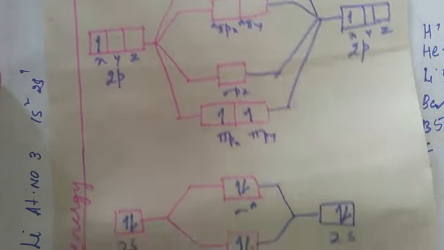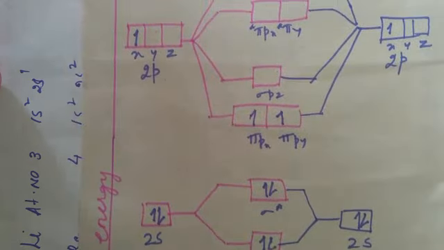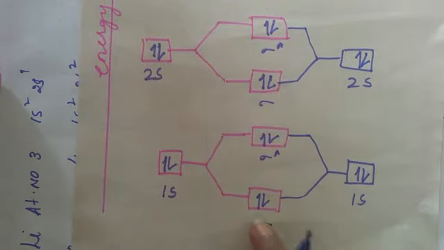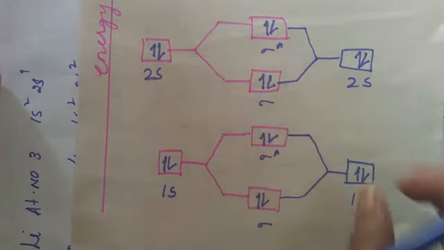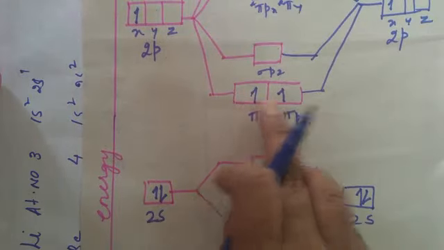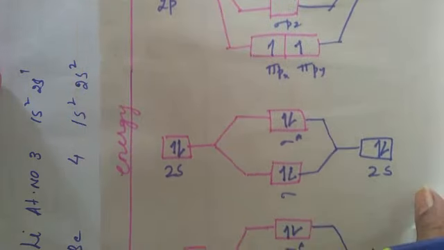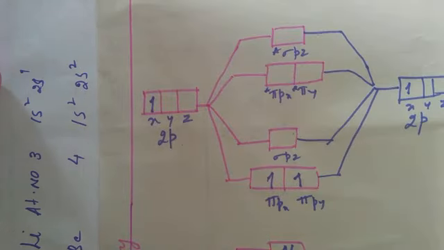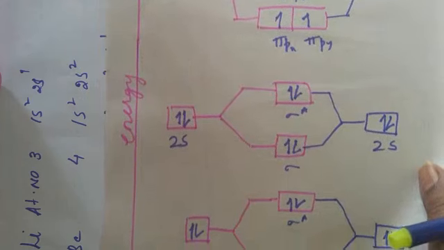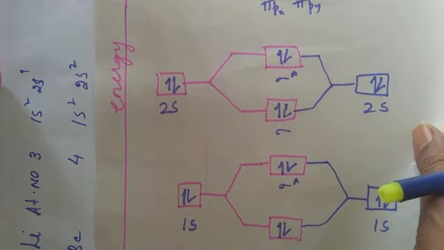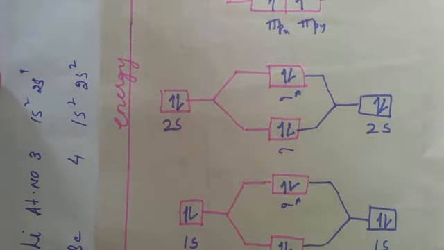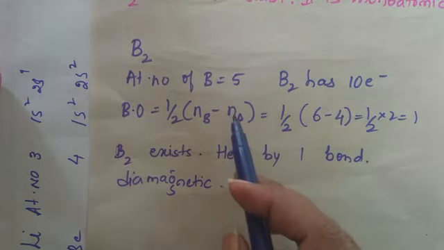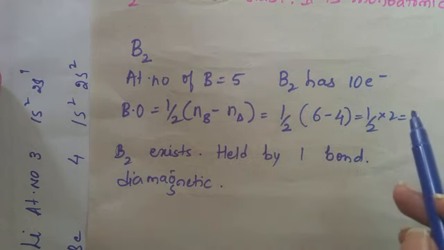So how many electrons are there in the BMO? 2, right? 4, 5 and 6. Altogether there are 6 electrons in the BMO. And in the ABMO, how many are there? Are there any in p? No. How many are there in 2s? 2. So in boron, atomic number 5, it has 10 electrons.